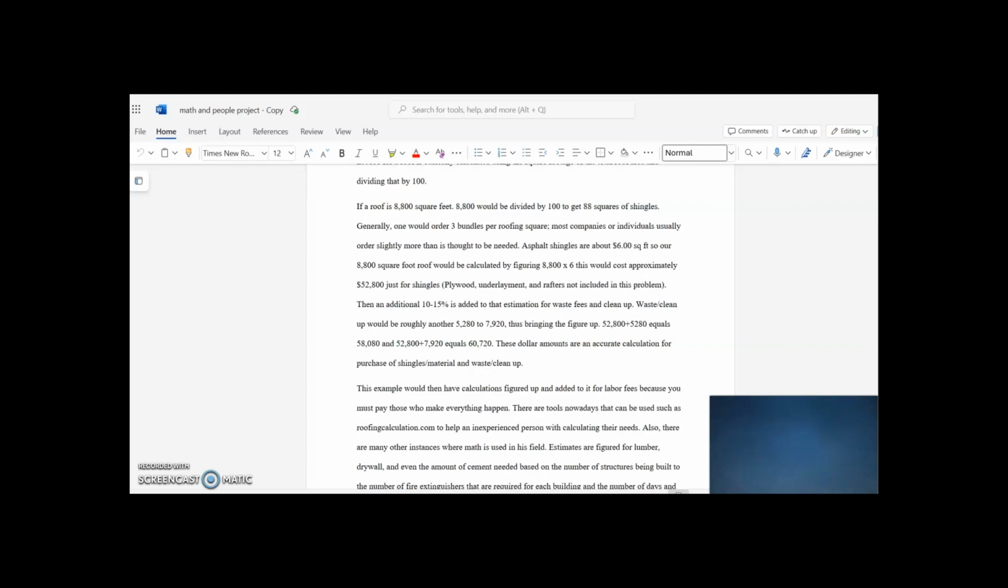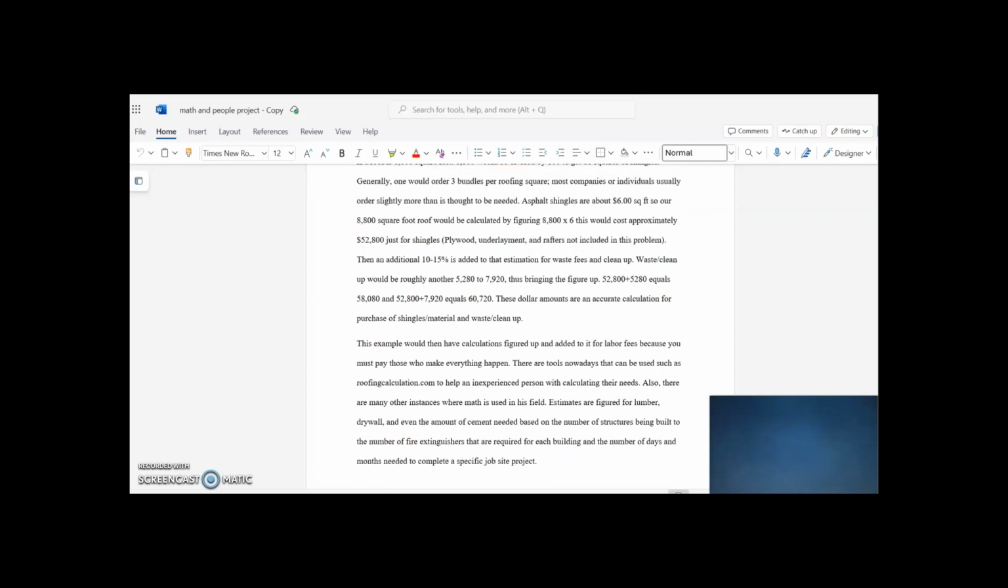Asphalt shingles are about $6 per square foot, so our 8,800 square foot roof would be calculated by figuring 8,800 times 6. This would cost approximately $52,800 just for shingles. Plywood, underlayment, and rafters are not included in this problem. Then an additional 10 to 15% is added to that estimation for waste, fees, and cleanup. Waste and cleanup would be roughly another $5,280 to $7,920, thus bringing the figure up.